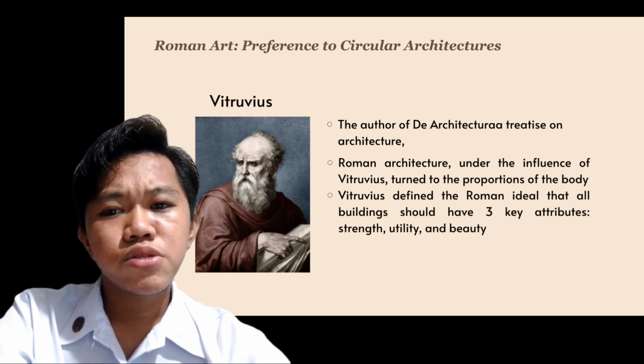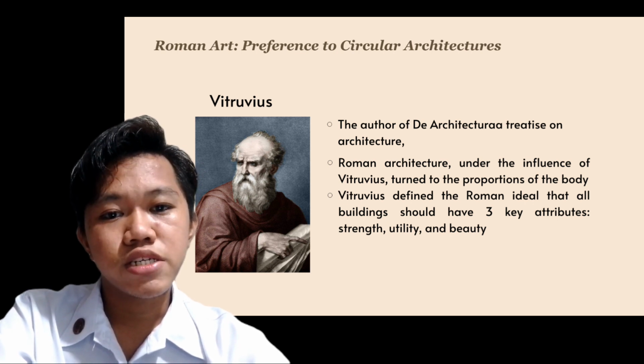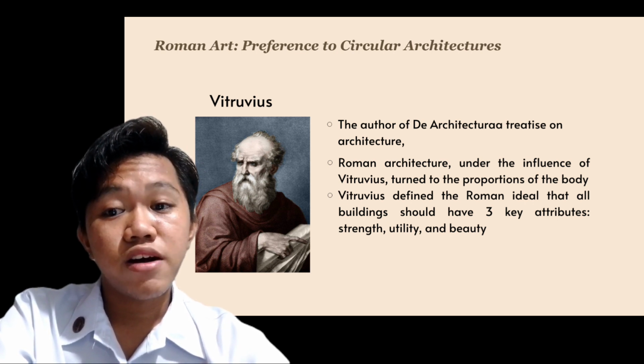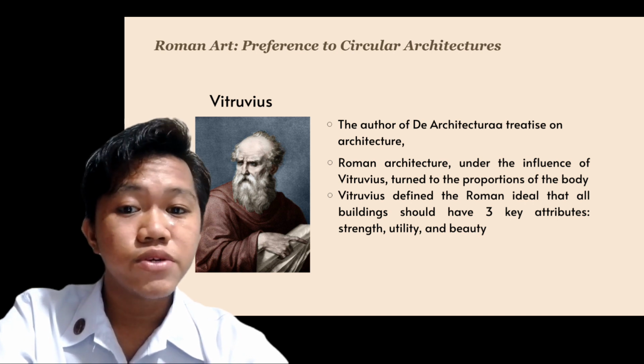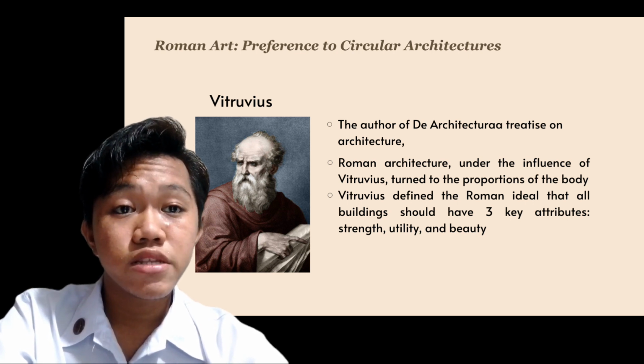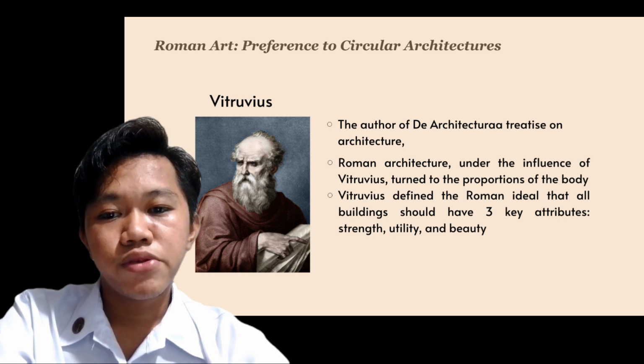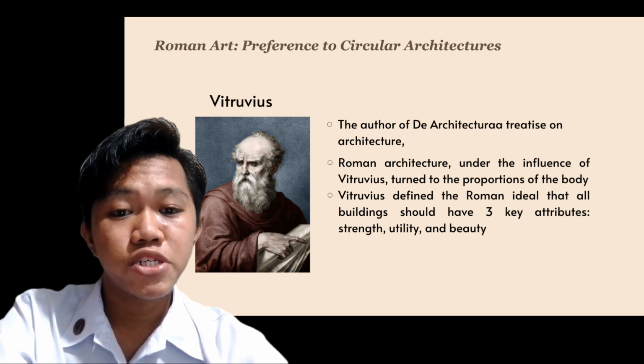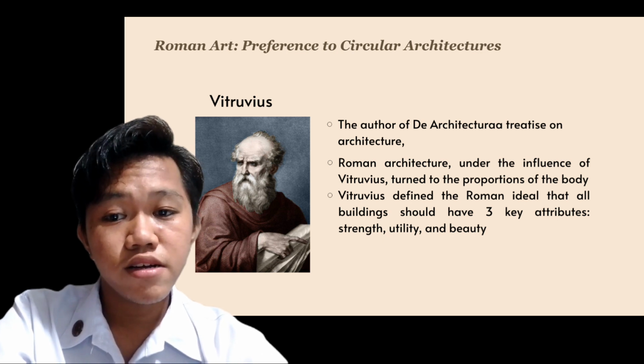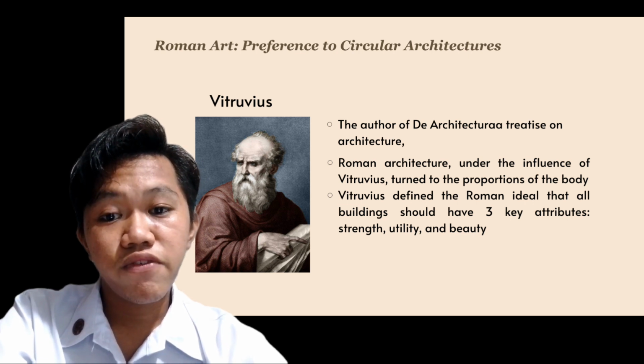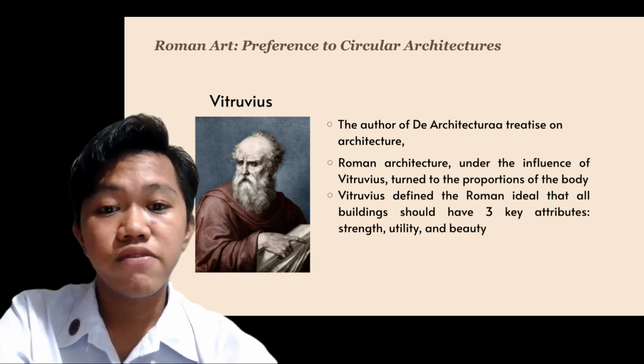Vitruvius was influential on the topic of proportions in architecture and the human body. The Greeks looked to the golden ratio for inspiration. Roman architecture, under the influence of Vitruvius, turned to the proportion of the body. Vitruvius' description of human proportion in the Architectura led to Da Vinci's famous illustration of the Vitruvian Man.